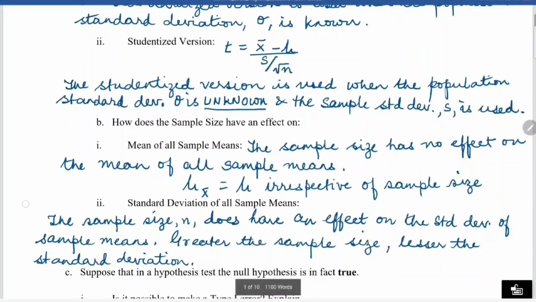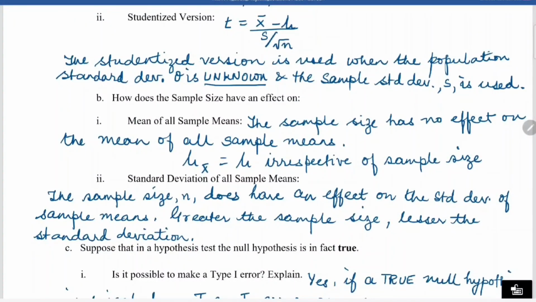All right. Now, part B says, how does the sample size have an effect on the mean of all the sample means? Now, the sample size has no effect on the mean of all the sample means. Mu sub x bar equals mu irrespective of sample size. So this is a question pertaining to the sampling distribution of all sample means, which was chapter 10, this particular part of the question.